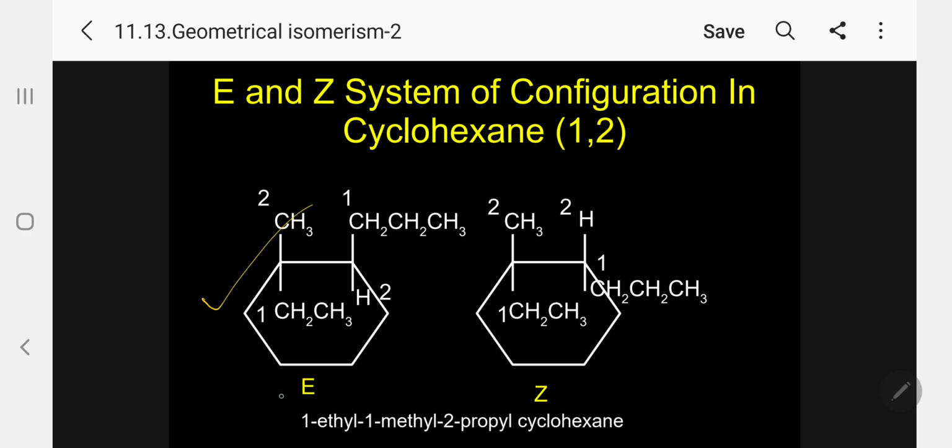In what way? Instead of going into the chair form, I am giving it simply here. So here methyl group, ethyl group, hydrogen, propyl group, on the neighboring carbon atoms, all different. In that case, this is 1 according to atomic number, this is 2. So this is 2, this is 1. So it is opposite. Opposite means E. This is the same: 2, 2 same, 1, 1 same. It is Z. So it is called 1-ethyl-1-methyl-2-propylcyclohexane.